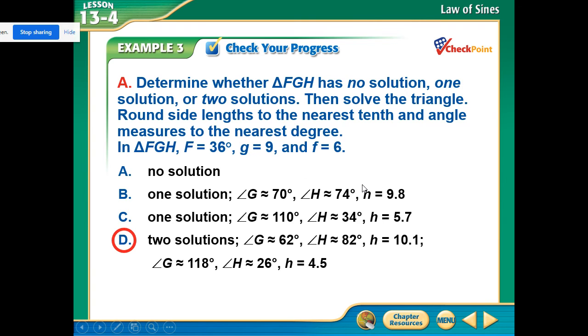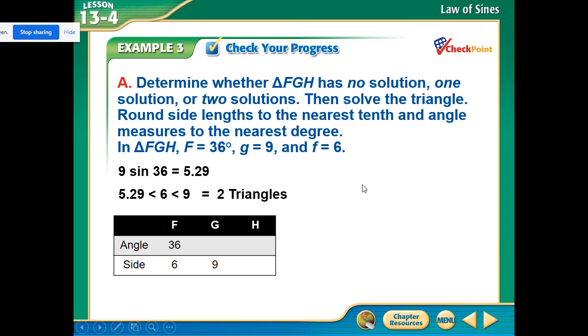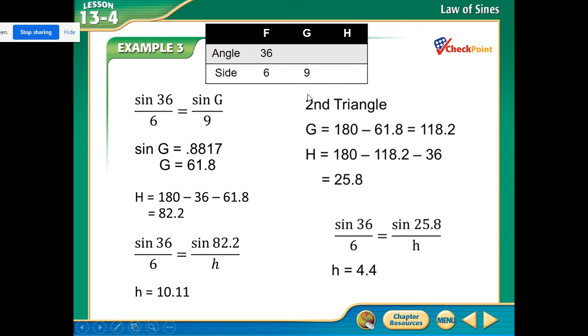All right, so this one's going to give us 2 solutions. Let's talk about this one here. I didn't show the work there. We'll do another one in just a minute. So here's the sine of 36, and we got to do 9 times the sine of 36, which is 5.29. So 5.29 is less than 6, which is less than the 9. So that means that we're going to have 2 triangles. So this is our beginning values right here. So we're going to go ahead and use that to find our first triangle here and then our second triangle.